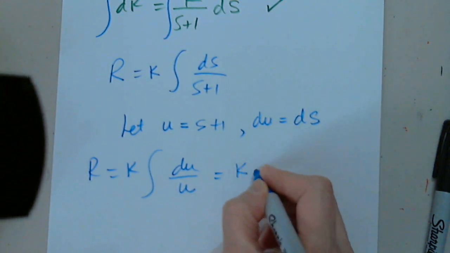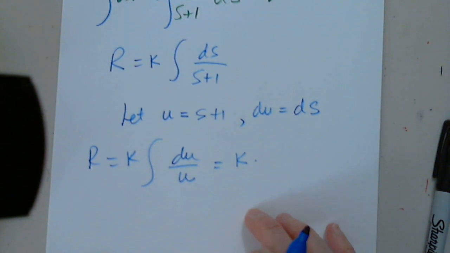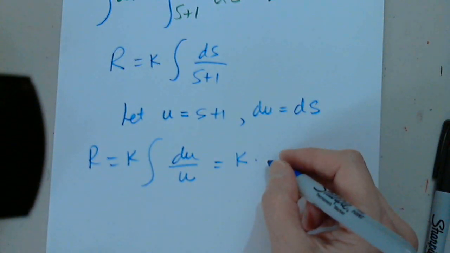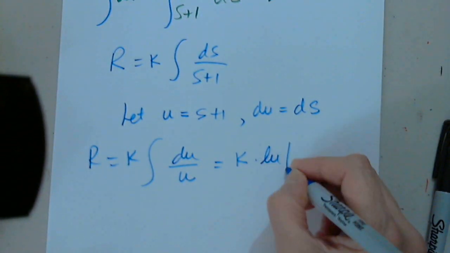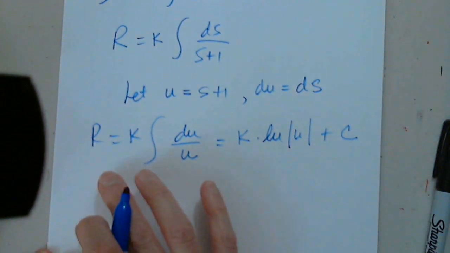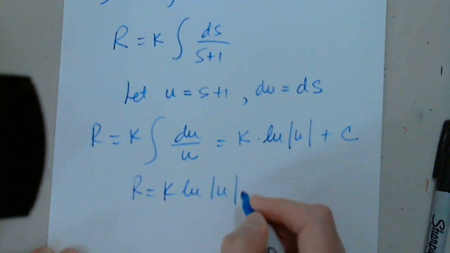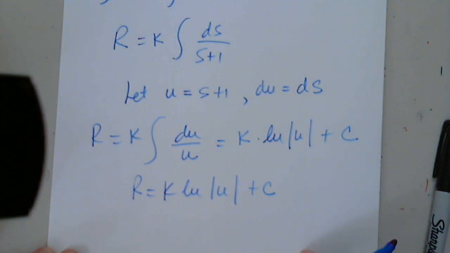So this is k, which function prime is 1 over u. And please do not forget the absolute value. This is crucial. We need the absolute value. ln of u. Absolute value of u plus a constant c. So we have that r equals k, natural log absolute value of u, plus a constant c.